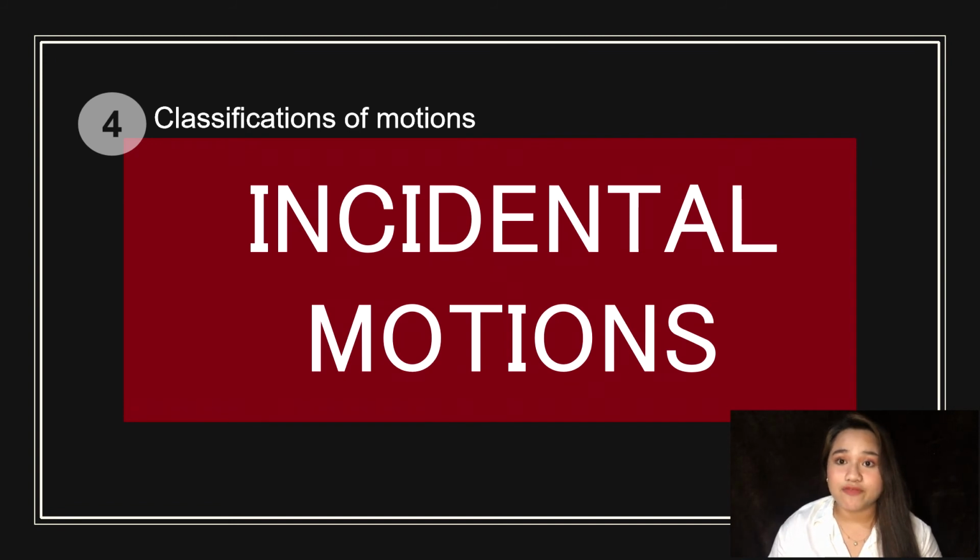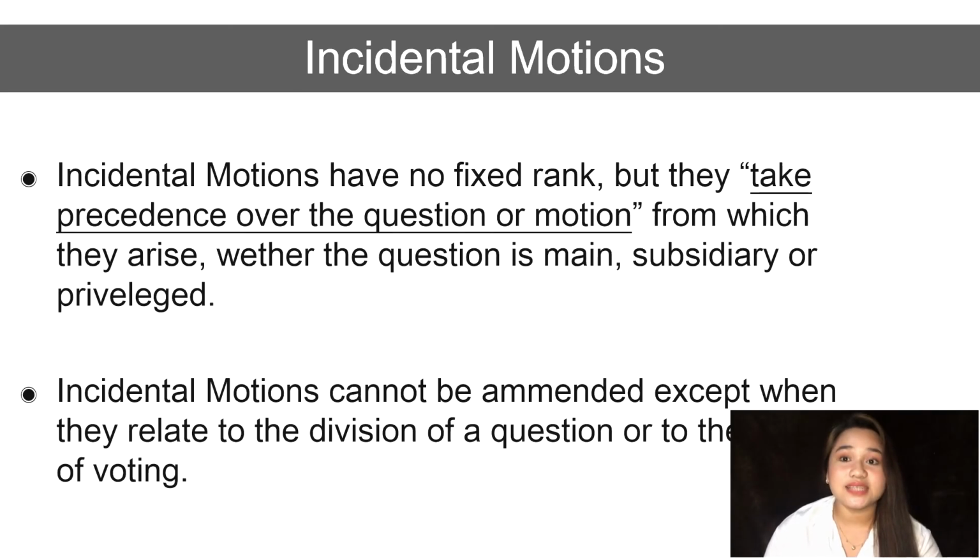Now, the fourth type of motion is the incidental motions. Incidental motions have no fixed rank, but they take precedence over the question or motion from which they arise, whether the question is main, subsidiary, or privileged. For example, a general main motion and a subsidiary motion are pending. If someone rises to ask for information about the pending motion, the request should be satisfied first before further discussions on the pending motions.